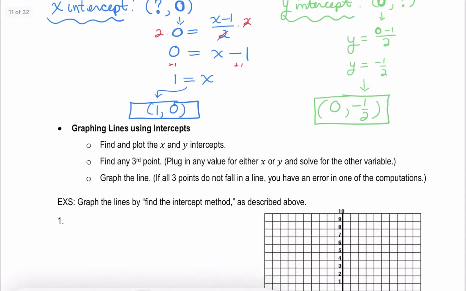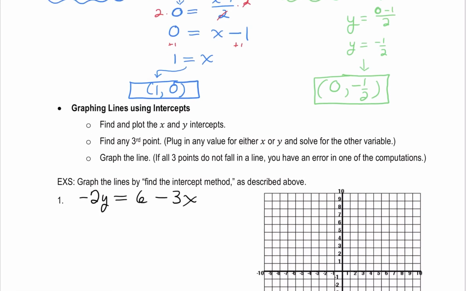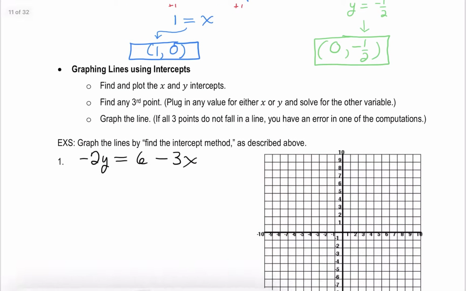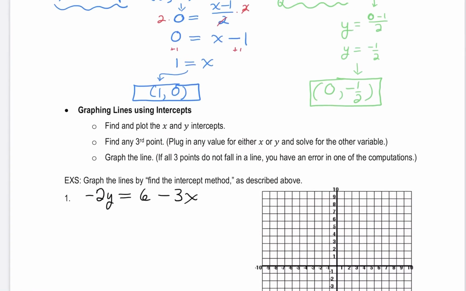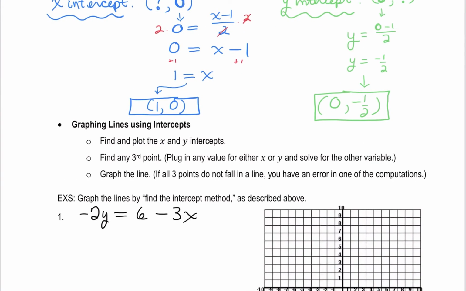And then we'll typically still find a third point just to verify we haven't made a mistake in our arithmetic. But technically, all you need to graph a line is 2 points. So guess what? Technically, the intercepts are enough. But we're going to find a third point just to verify. All right, let's give this a go here. So we're going to find, again, x and y intercepts.